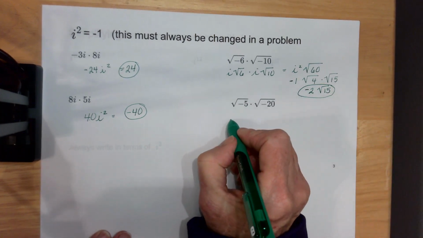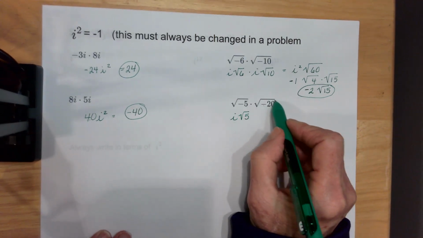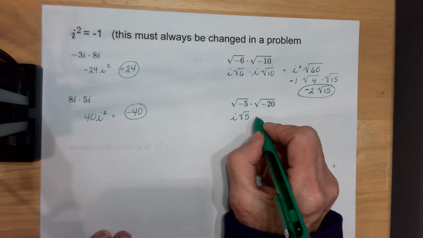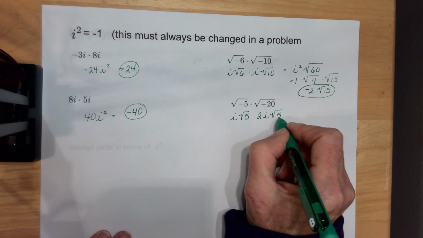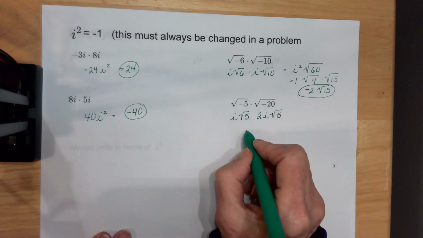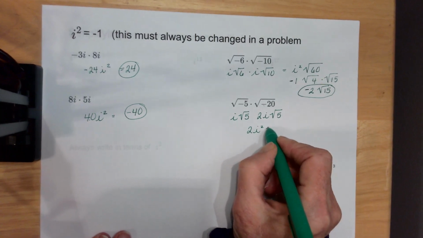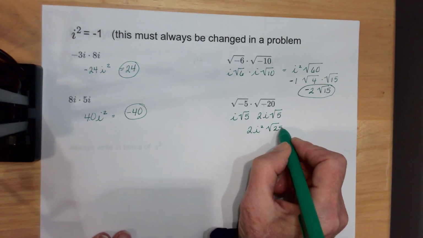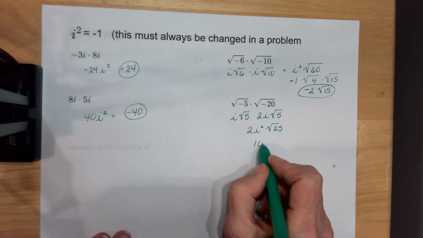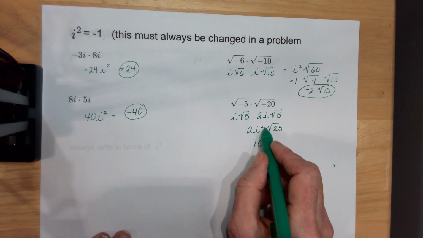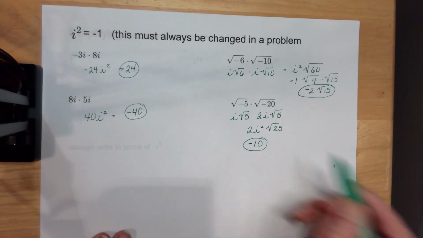Same thing down here, i times the square root of 5. And if you want to, go ahead and break this down as 4 times 5. So it's going to be a 2i times the square root of 5, because the square root of 4 is 2. So now on the outside, I have 2i squared times the square root of 25. The square root of 25 is 5. So I have 10 times -1, because that's what i squared is equal to. So it's going to give me a -10.